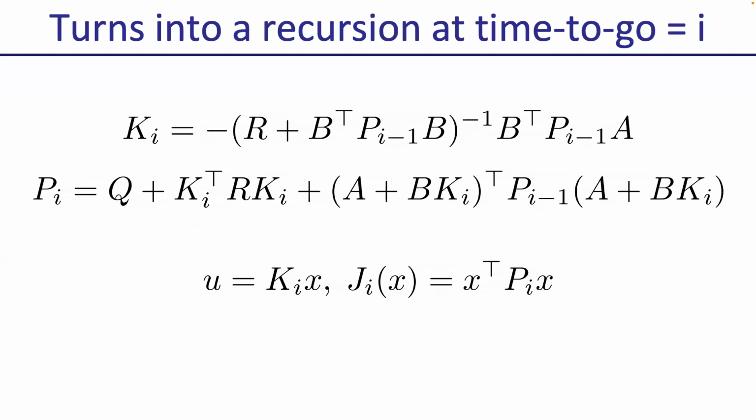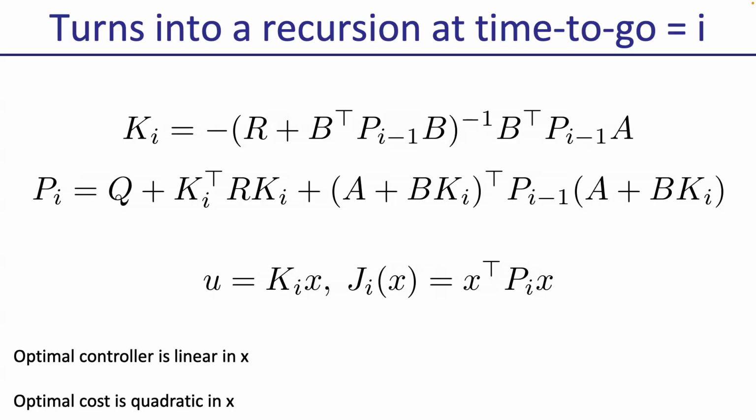And so that's why these are called the Riccati equations, or the discrete algebraic Riccati equations. And so you see that your optimal controller is linear in x, and your optimal cost is quadratic in x. So I think Andy asked this question last time: why linear and quadratic? Just because it turns out real nice.